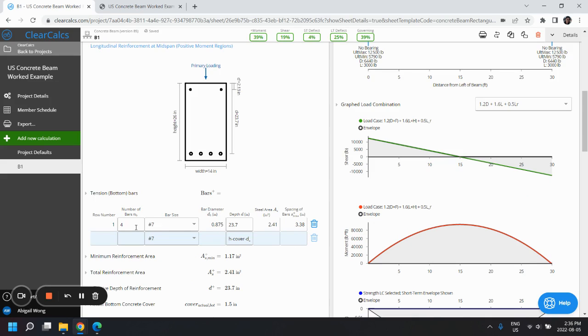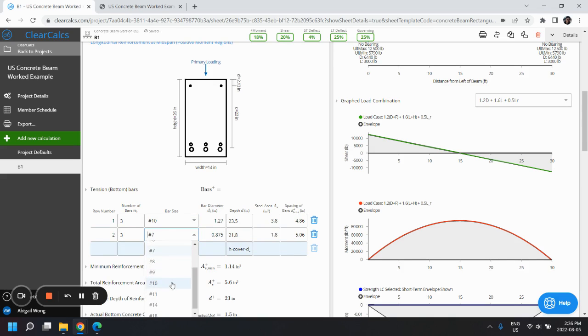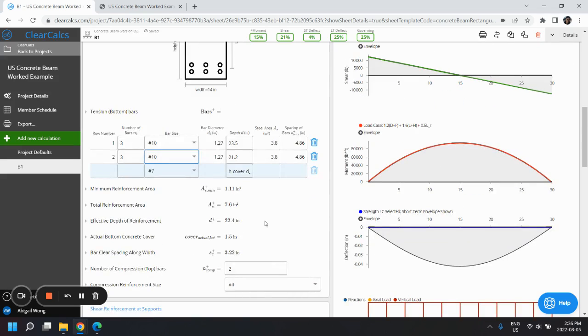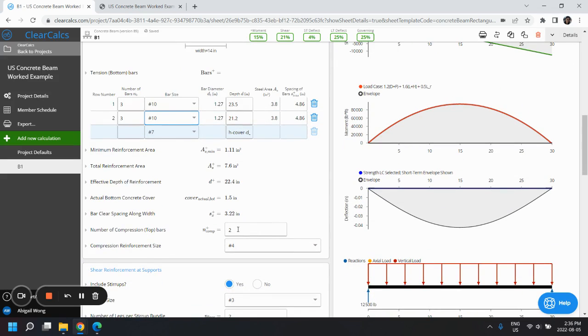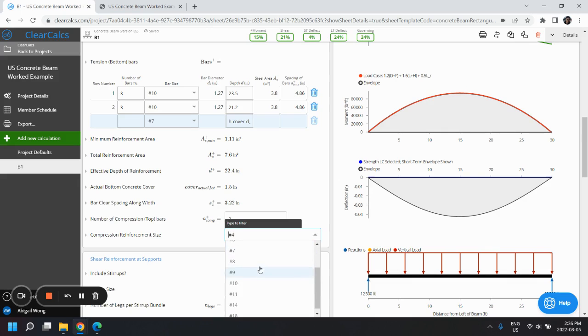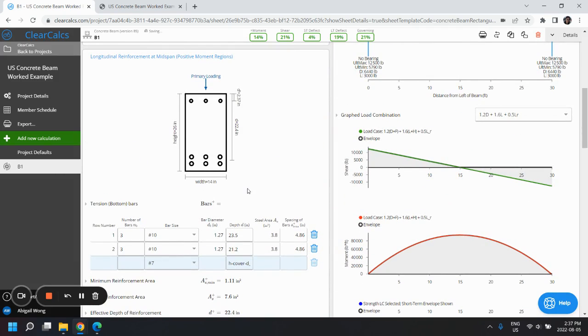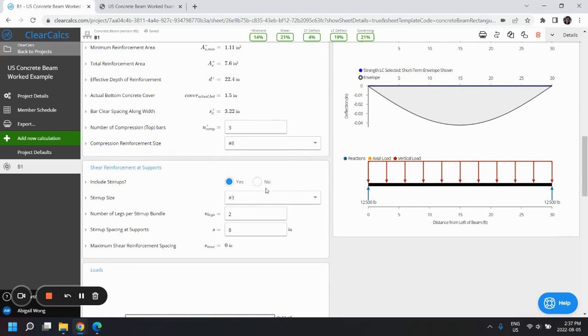Let's define our bottom tension bars by having 3 number 10 and a second row of 3 number 10 bars to have a total of 6 bars. Scrolling down, we can define our top compression bars. We had 3 number 8 bars. And we can see that our configuration of the reinforcement bars looks the same as in the textbook.